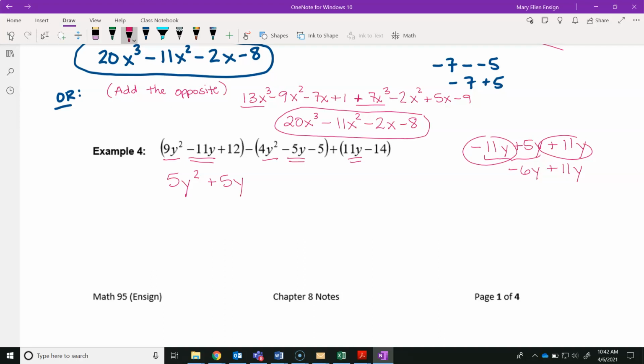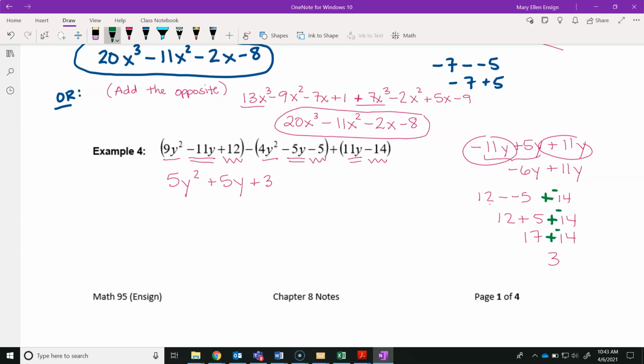Okay, so then let's look at what I have next. So I have a positive 12, just a plain old number, a constant. So I'm going to look at all my constants, and then I'm going to think about what I'm doing with each one. So I'm just going to write it over here again. 12 minus negative 5 minus 14, or plus negative 14, either way. So 12 minus negative 5 is like 12 plus 5. 12 plus 5 is 17. 17 minus 14 is going to be positive 3. Again, if you wanted to write this instead as plus negative 14, that also works.